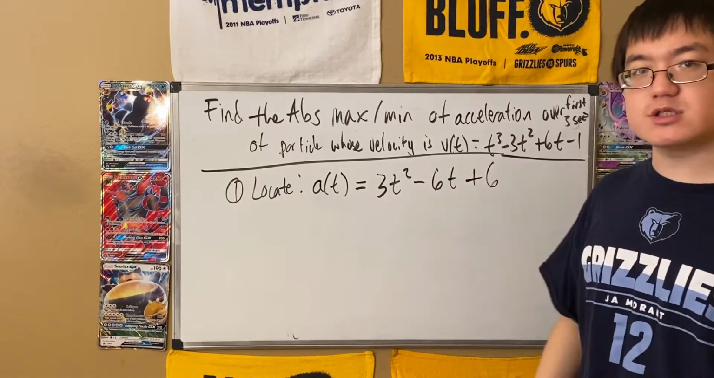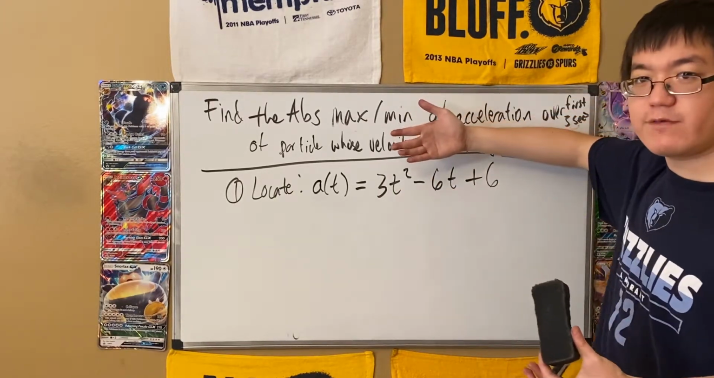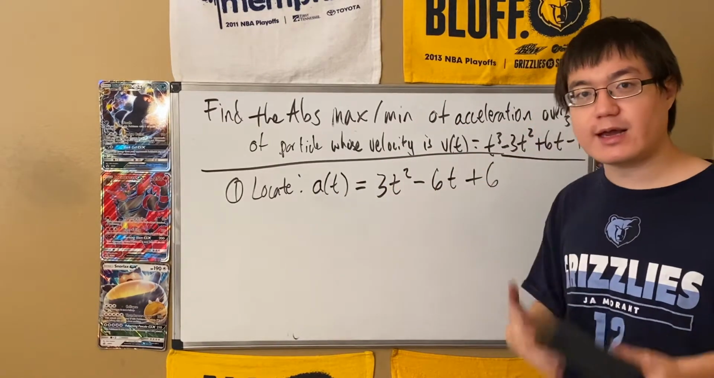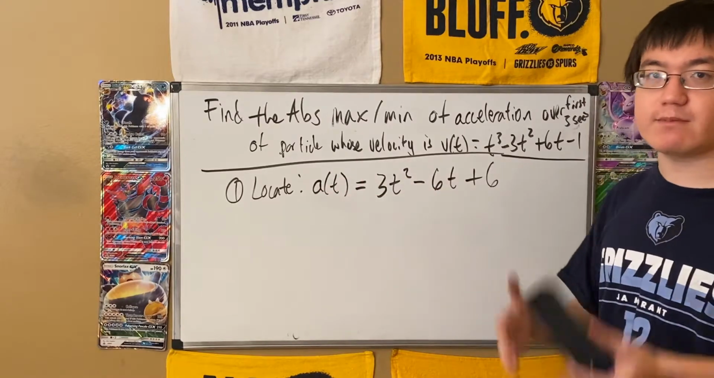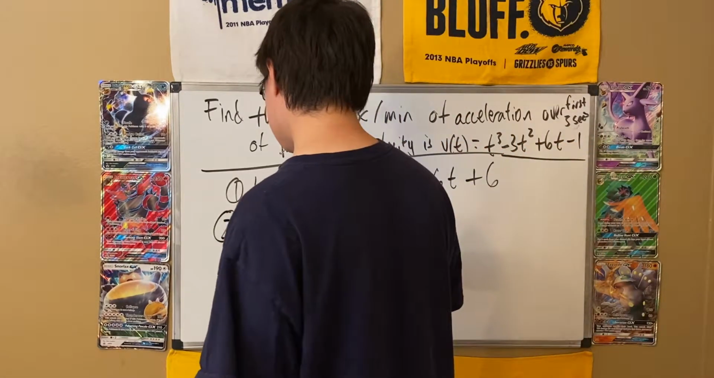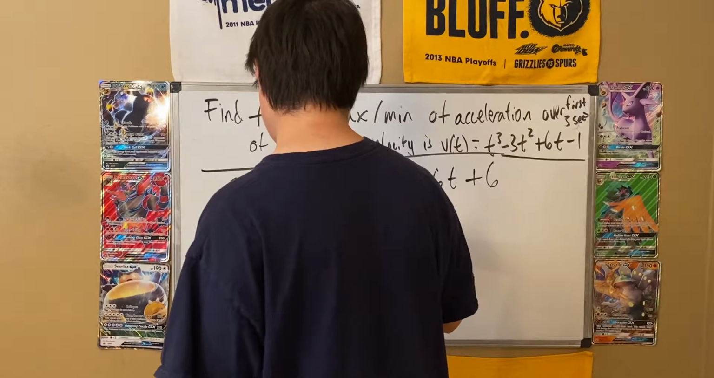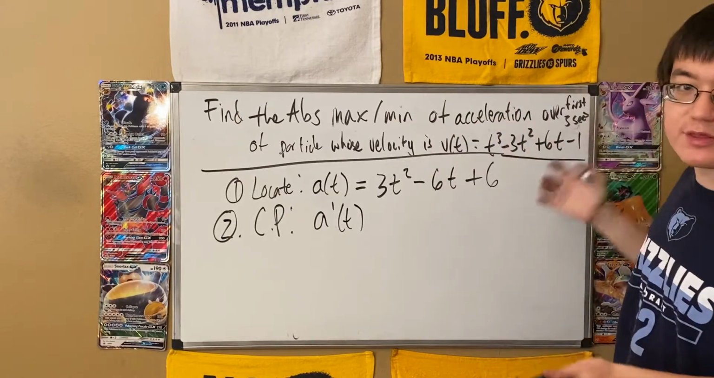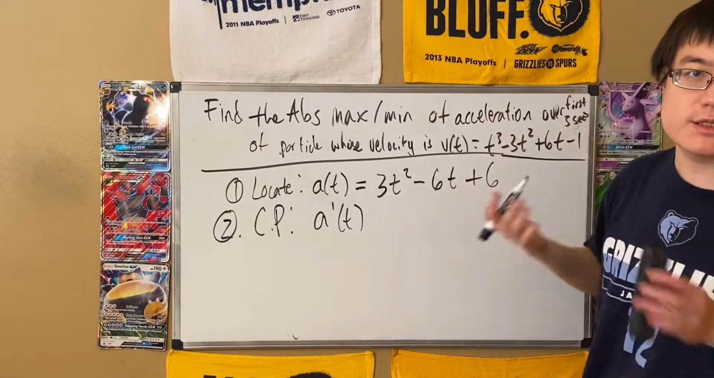Once I write this equation right here, I'm no longer looking at velocity at all for the rest of the question, because again, the thing I care about the most is the locate step, the acceleration itself. So the next step is take the derivative, find critical points. And again, you're taking the derivative of the locate step. You don't care about the velocity anymore. I won't look at the velocity at all.